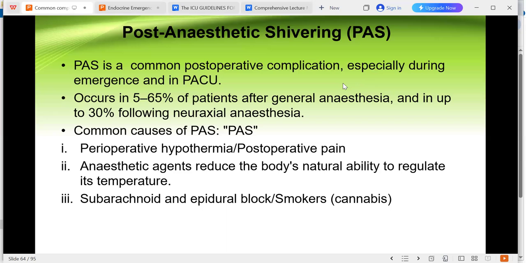The common causes of post-anesthesia shivering, PAS: post-operative perioperative hypothermia, a very common cause. Post-operative pain. Anesthetic agents that reduce the body's natural ability to regulate its temperature. Some opioids and epidural blocks. And don't forget smokers. I remember we talked about Apfel last week. I hope we're going to talk about it here.